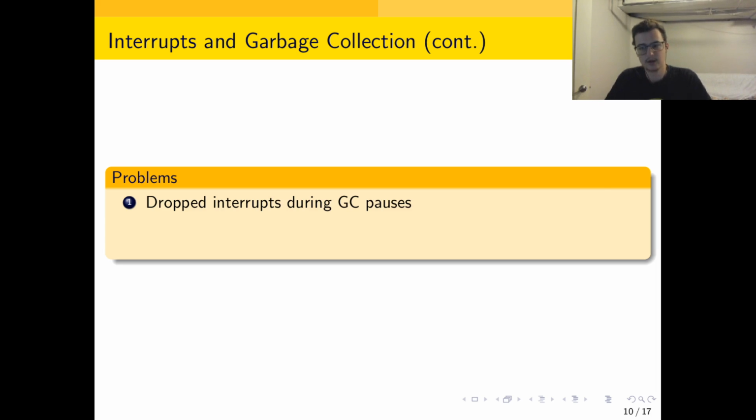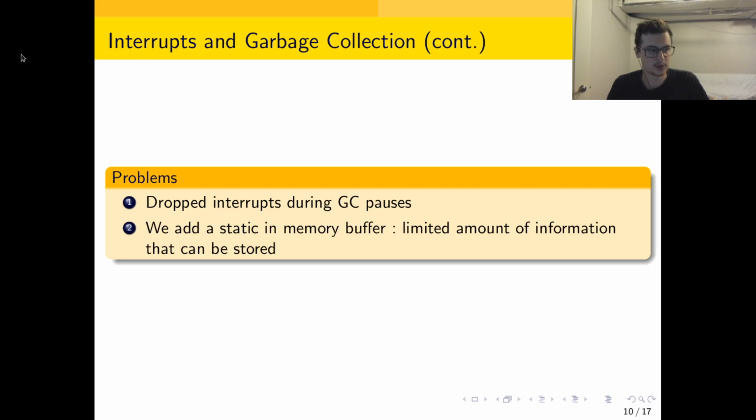And the most straightforward solution that would come to mind if you encounter this sort of problem is obviously buffering your interrupts. So that's exactly what we did. We added a static in-memory buffer that can contain a limited amount of interrupts, obviously, because it's a static buffer. This is problematic in the sense that now, if you get big bursts of interrupts while long garbage collection passes are occurring, you're still going to have data loss.